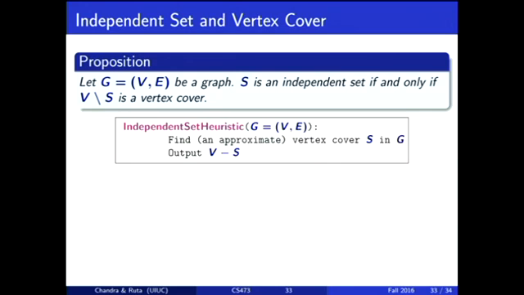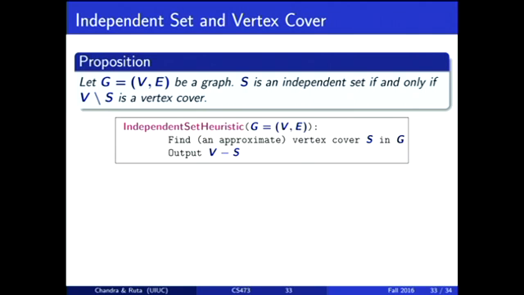Here is a heuristic for independent set. Given a graph, compute a vertex cover X and take V minus X as an independent set, right? We already saw nice algorithms for minimizing vertex cover, right? So you find a small vertex cover and take all the other vertices. They must be an independent set, right?